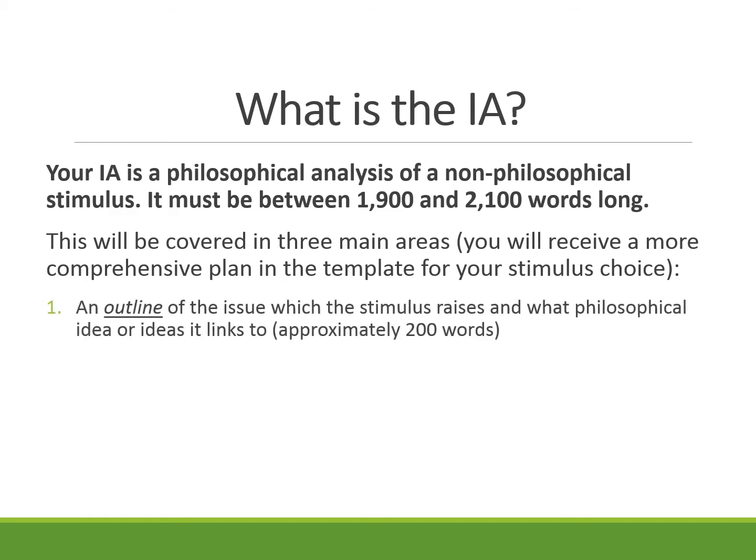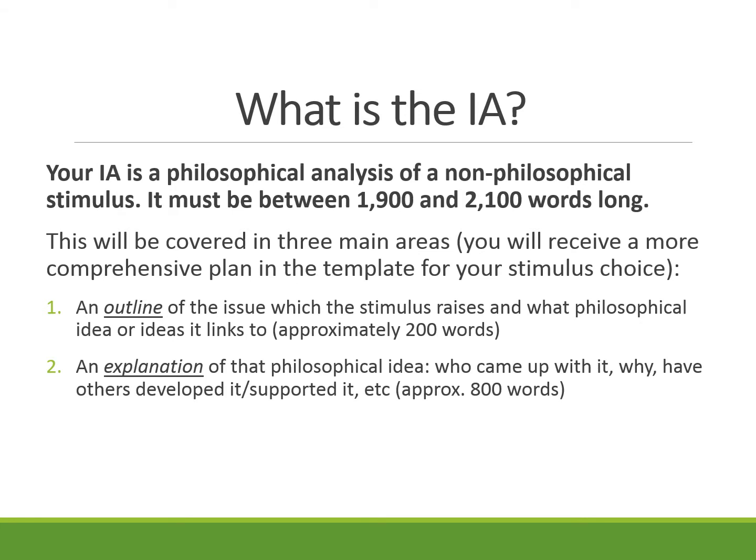Okay. So first of all, you need to outline the issue which the stimulus raises and what philosophical ideas it links to. And that's roughly around 200 words. It doesn't have to be. It could be 300, could be 150. It depends on the person writing the IA, on their idea and how they're conveying it. So it's a rough estimate. If you're spending 600 words on that outline, that's far too much. If you're spending 50 words, that's far too little. So round about 200 is what you're looking for.